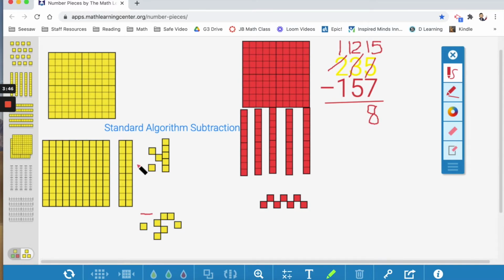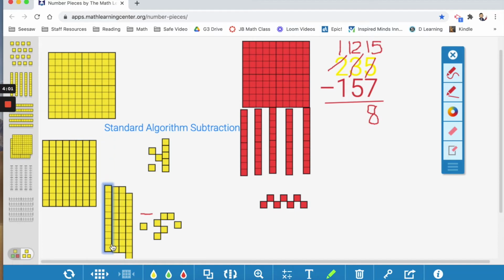But we have 12 tens, and I'm taking 5 away. So I'm going to grab 5 tens and pull them away. So there's 1 ten, 2 tens, 3, 4, and 5. That will show me the amount that I have left over. So 12, because we had 2 tens plus 10 more, is 12. 12 minus 5, or 12 tens minus 5 tens, is 1, 2, 3, 4, 5, 6, 7 tens.